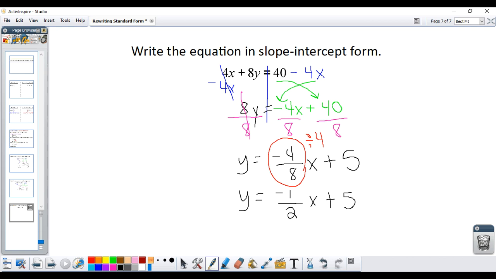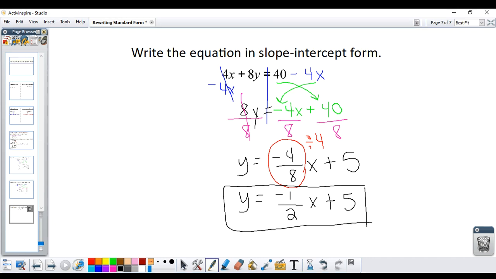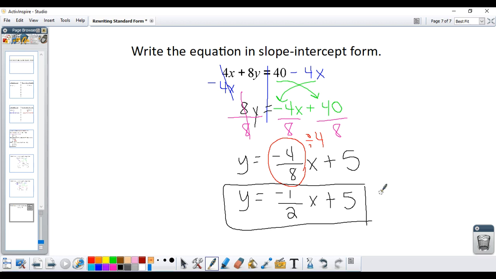So once I've simplified this in my answer, this is a lot easier to graph than 4 over 8. Not that you couldn't, this is just easier for you. And so that's it. So again, now that you have the slope-intercept form, you could go ahead and graph this pretty easily if you wanted.